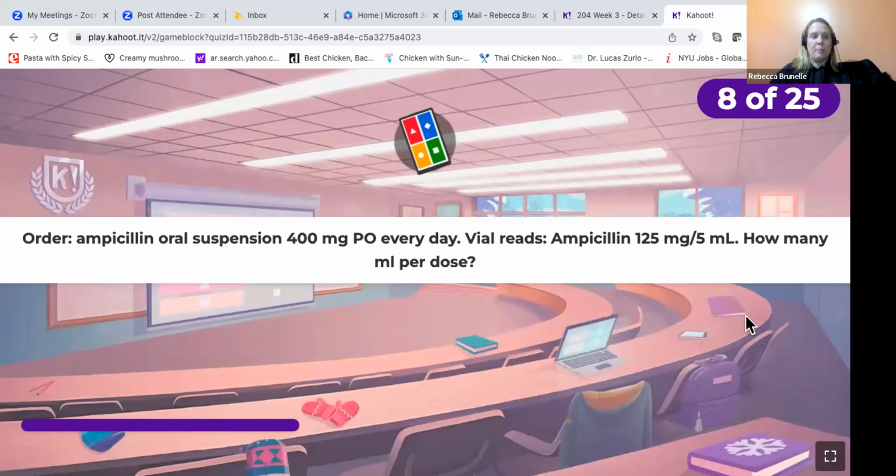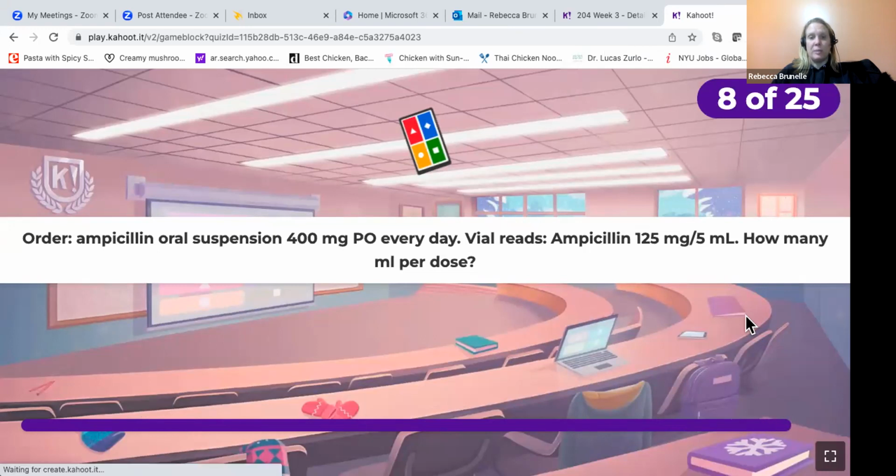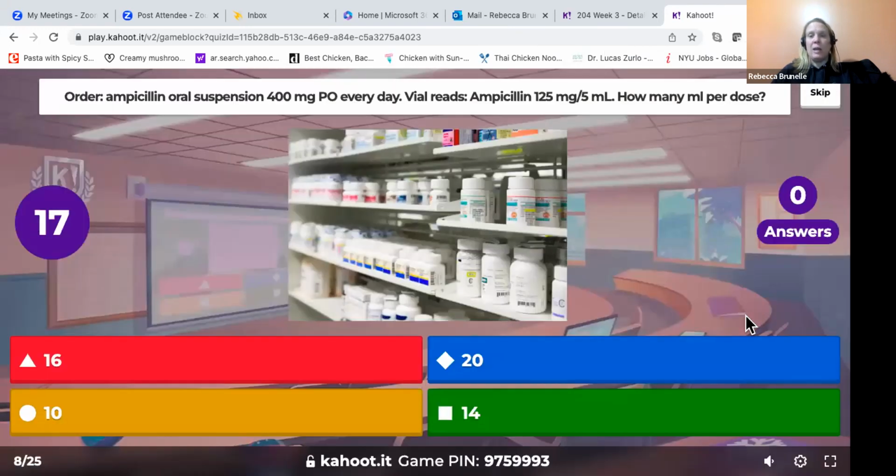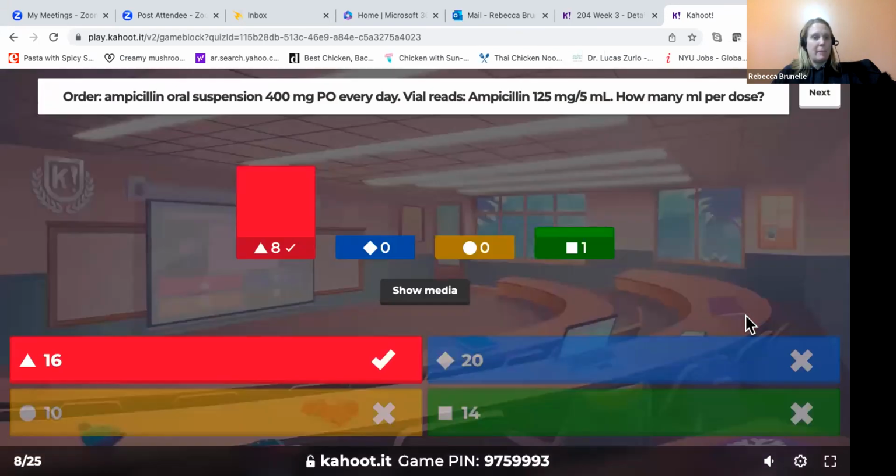So here's a practice one for you. You have an oral suspension of 400 milligrams PO daily. That's your dose. And you have available 125 milligrams in 5 mLs. How many milliliters per dose are you going to give this patient? All right, so several of you, maybe you didn't have enough time. Those of you that answered got the right answer, and it was 16.